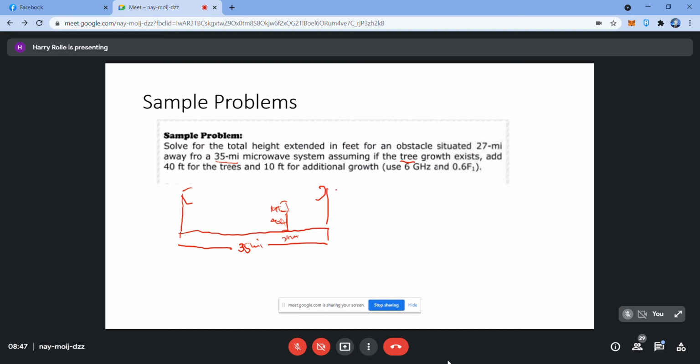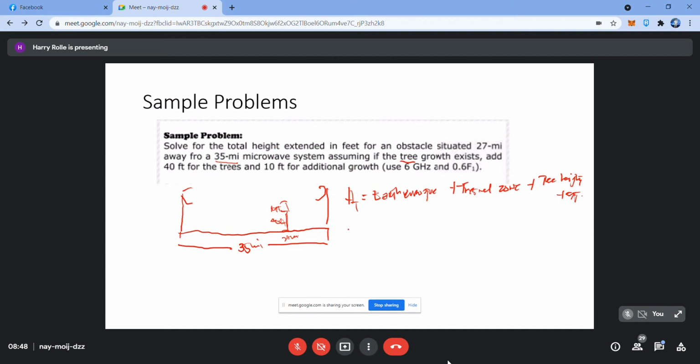So, in getting the total height, the total height of the tree is equal to the earth curvature plus the Fresnel zone plus the tree height, plus the extension. Of course, we need the 10 feet. So, let's first solve the earth curvature.